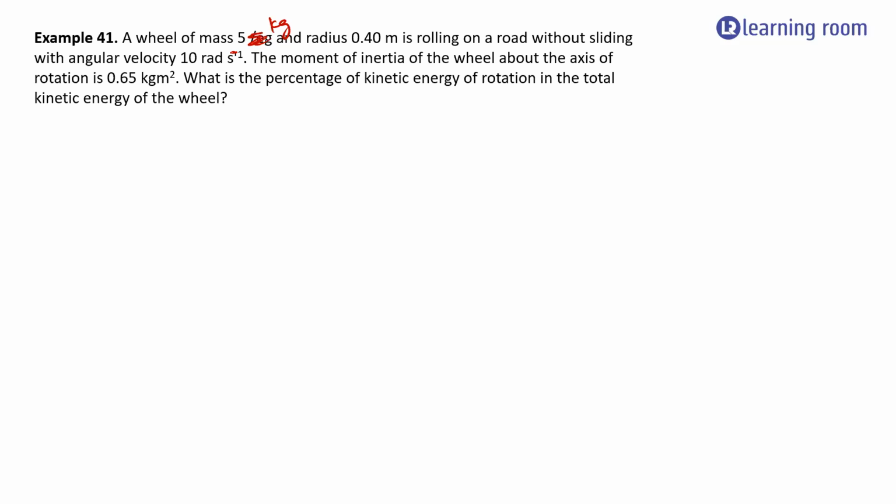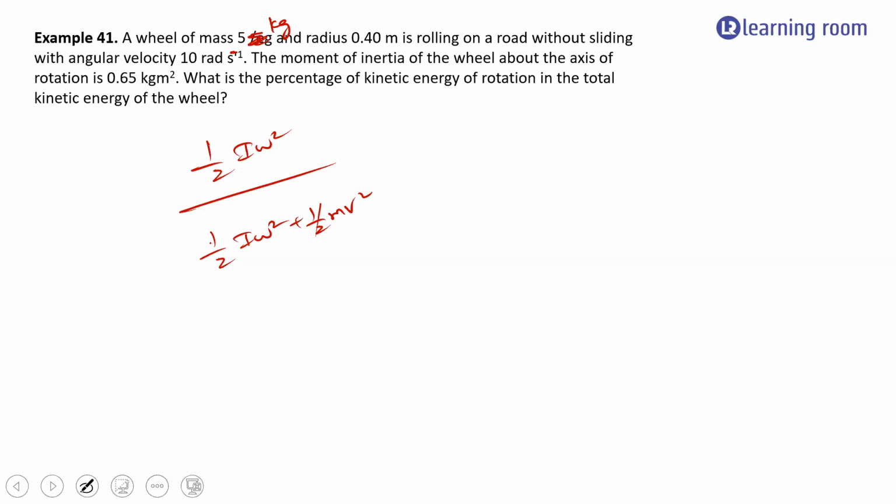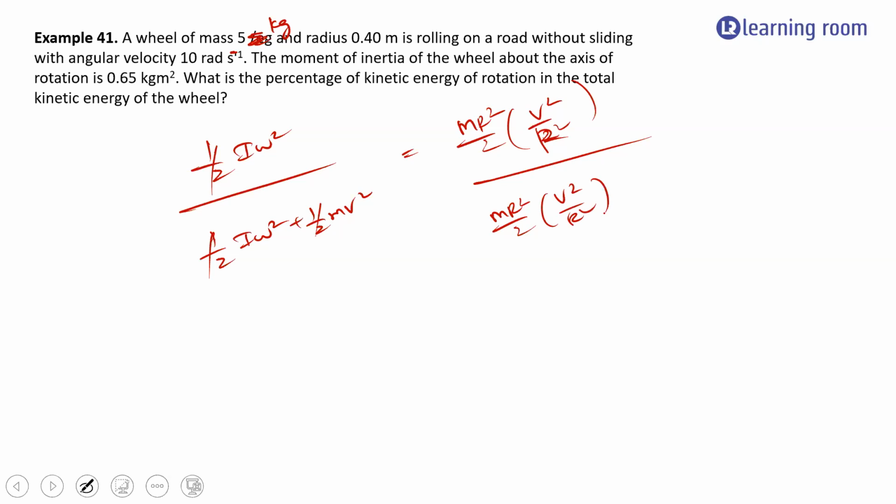What is the answer? How did you do? So half I omega square is the kinetic energy of the rotation, divided by half I omega square plus half mv square. Half is gone. So I is mk square. If I take it to be this, then it is going to be mr square by 2 into v square divided by r square, the whole divided by mr square by 2 into v square by r square plus mv square. M will get cancelled.